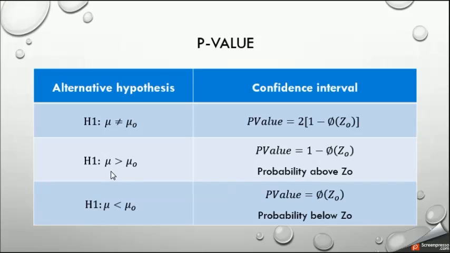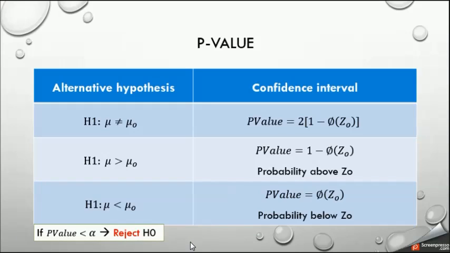This is, for example, a one-sided test. We have mu larger than mu naught. This is called the probability above Z naught, because we have Z naught, and the cumulative is the area under the curve from minus infinity to Z naught. So we calculate the p-value as 1 minus phi of Z naught, because the p-value is the probability above, or larger than, Z naught. In case mu is less than mu naught as an alternative hypothesis, we have the p-value as the probability below Z naught, or the area under the curve from minus infinity until Z naught. So we can directly calculate the p-value as phi of Z naught, the cumulative distribution function of Z naught.